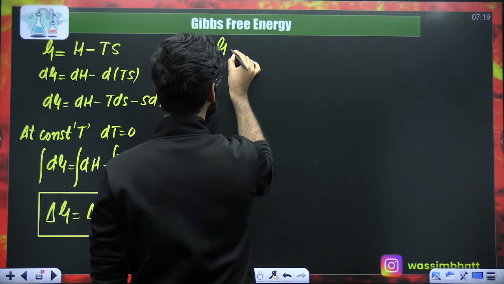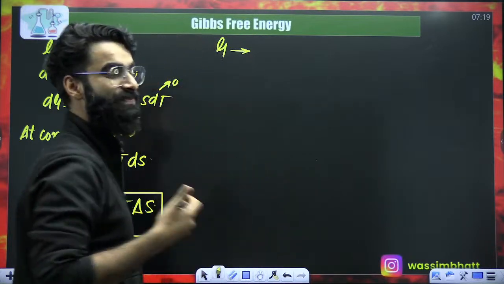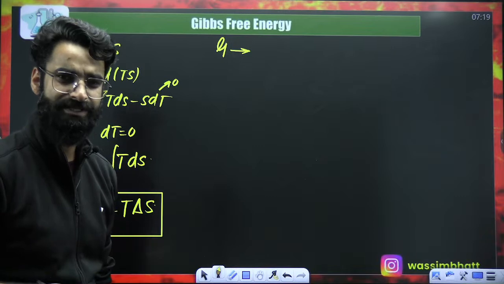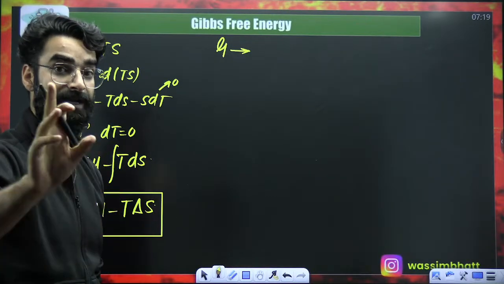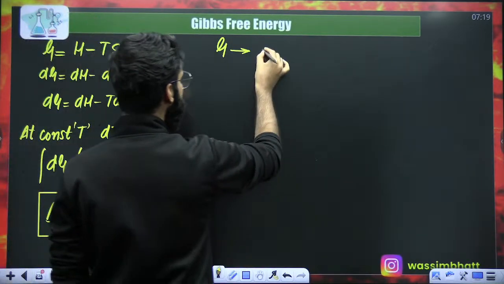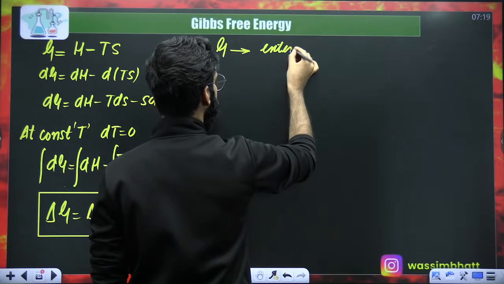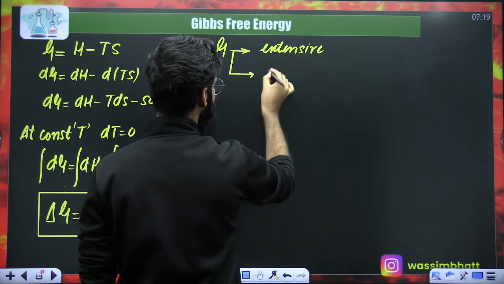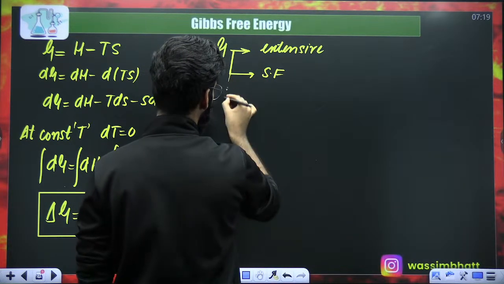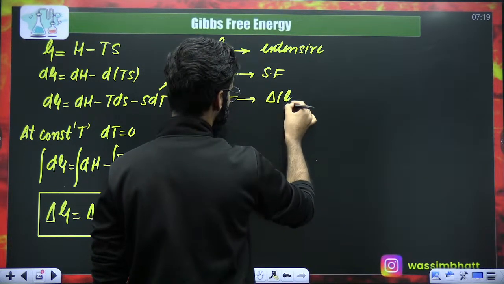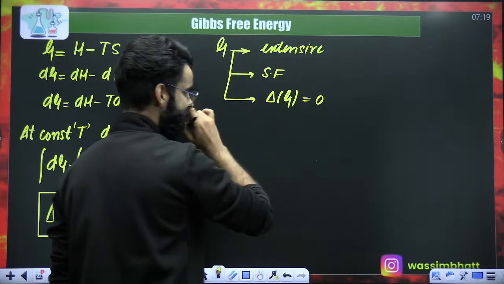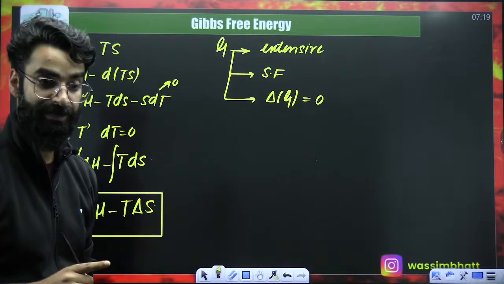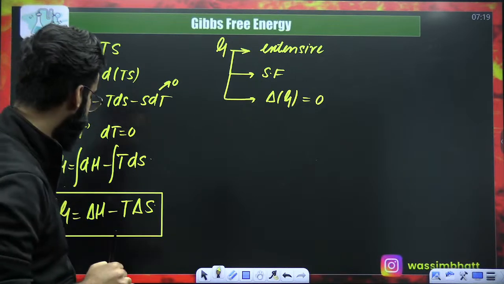This Gibbs function gives free energy. What about its physical significance? What kind of idea does it give us? You'll get the idea in some time. But before that, there is something important. This G is an extensive property. Gibbs free energy is an extensive property. It's a state function as well. For a cyclic process, the change in the value of Gibbs free energy will be 0. For the cyclic process, the change in the value of Gibbs free energy will be 0, right?